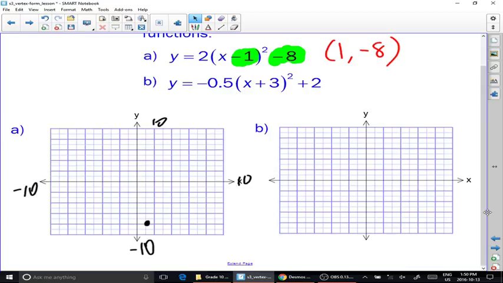Because here's the thing. There's one other thing we have to keep in mind, and that's the 2, which is the A value. The A value, as we saw, will either narrow the graph, make it skinnier, or widen the graph and make it look fatter. But the question becomes, how do we do that exactly? Well, here's what I could tell you.